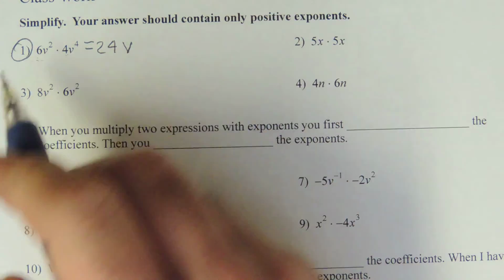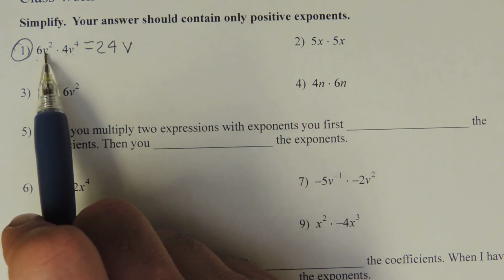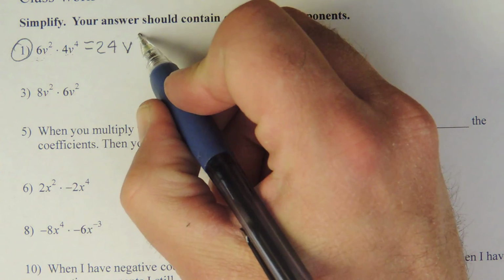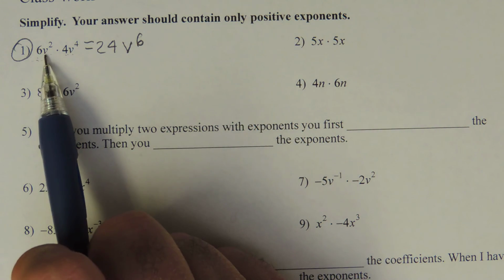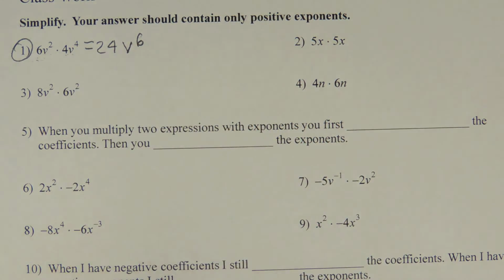And then I multiply the expressions with the v, the variable. So v to the second times v to the fourth. When I multiply, I add the exponents. So that's v to the sixth. If I wrote it out, I would write 2 v's, and then I would write 4 more v's. I write a total of 6 v's.